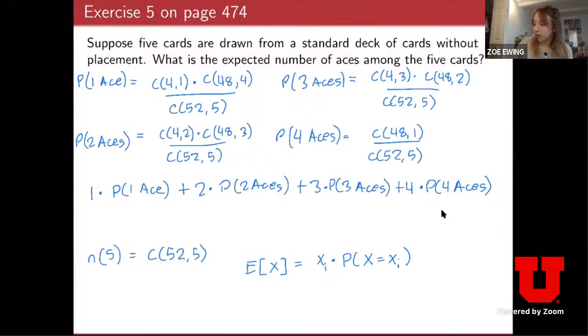Okay, so it ends up being 5/13, which is about 0.385. And that makes sense to us because the probability of getting even 1 ace among 52 cards is kind of low. So it makes sense that the average number would be less than 1.